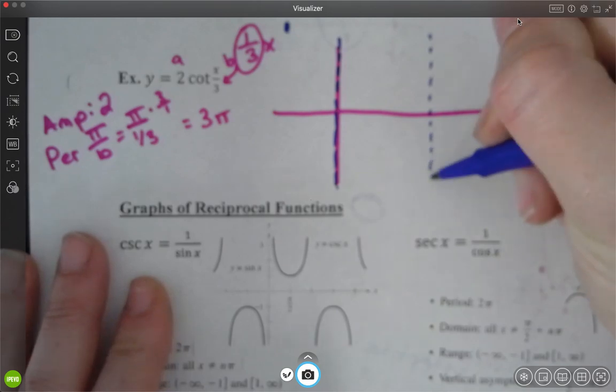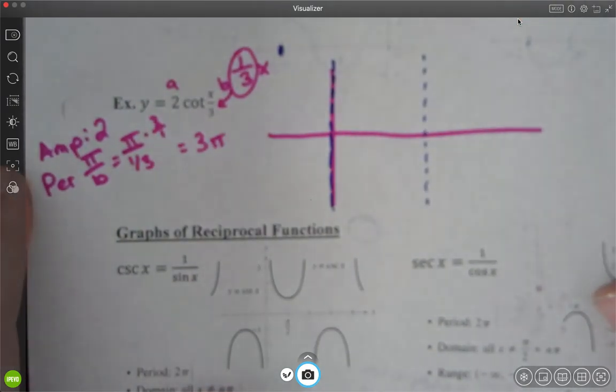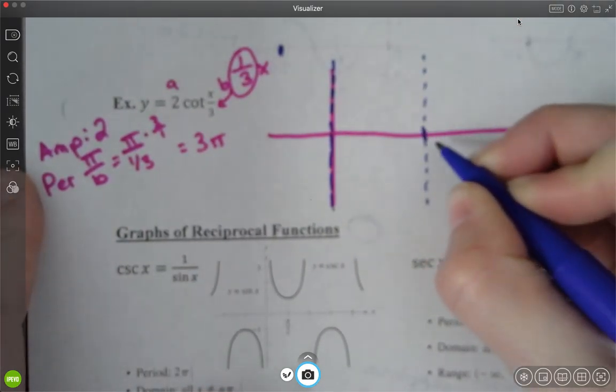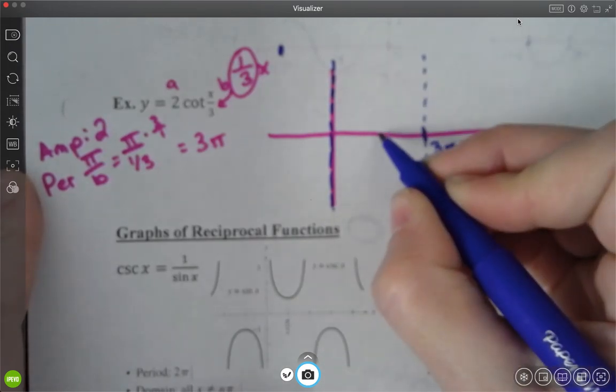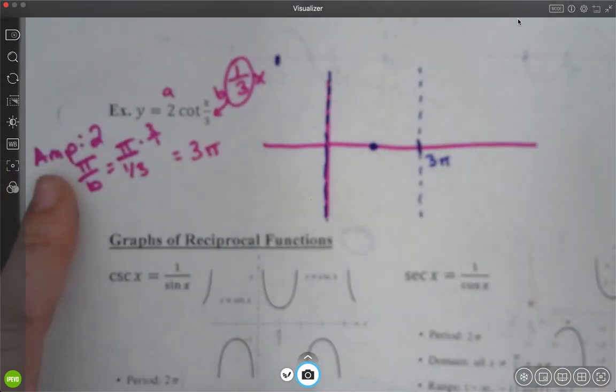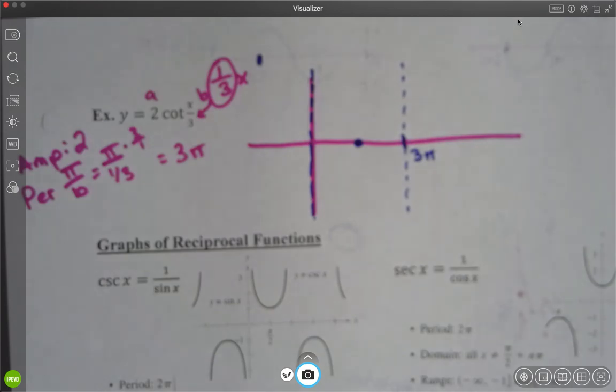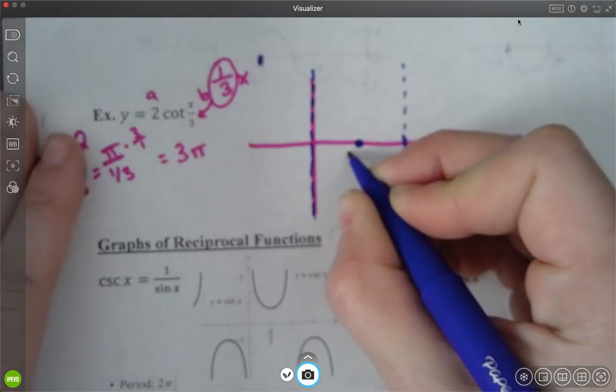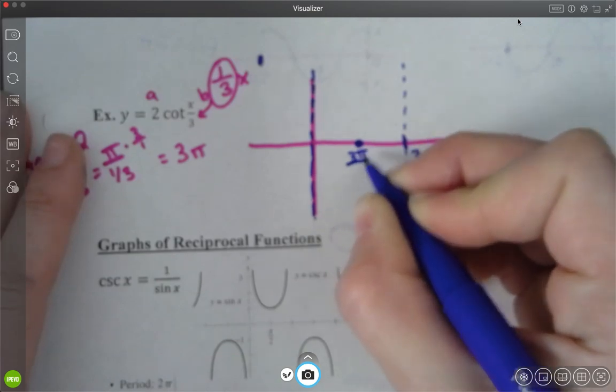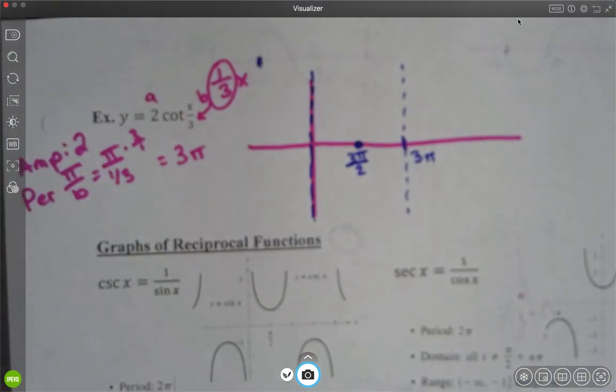but where is he at now? Where's his vertical asymptote? 3 pi, because now he's 3 pi long. So what's halfway in between, where he should cross? 3 over 2. You divide it in half. 3 pi over 2.